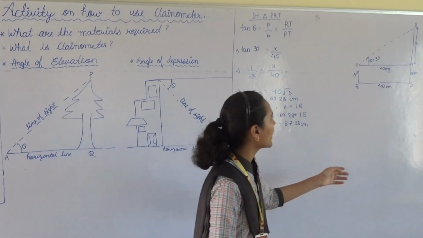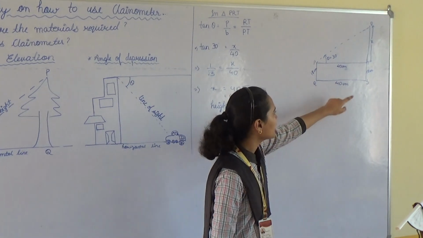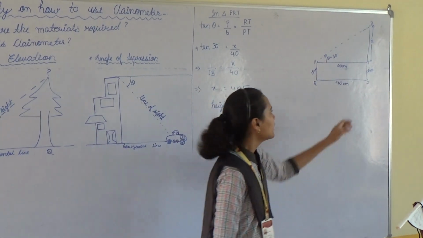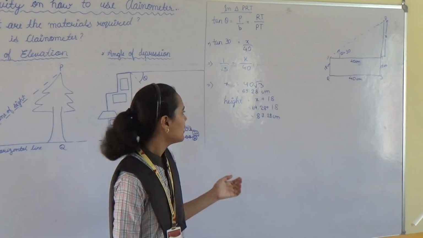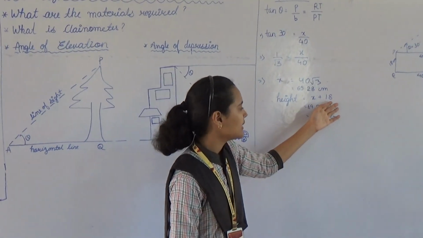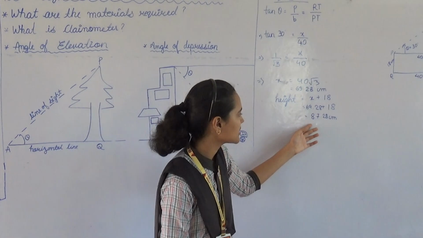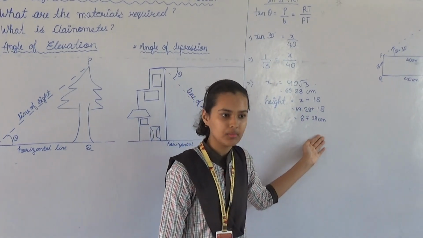Now, we have to find the height of this flag from the ground. So, we have to find this x plus 18 centimeter. The value of x we find, and we have to add 18 centimeter on it, which is 87.28 centimeter.